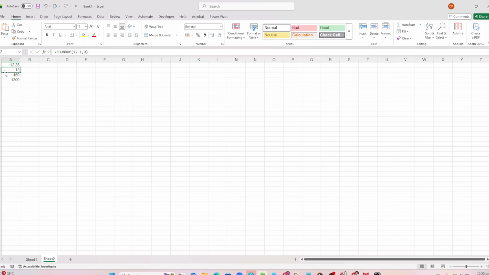There's no round-to-nearest behavior here. Up means up. Next, round to the nearest 10. Type =ROUNDUP(145, -1). The -1 means we're rounding one place to the left of the decimal. The result is 150. Similarly, for hundreds, use =ROUNDUP(1245, -2), and you'll get 1300.